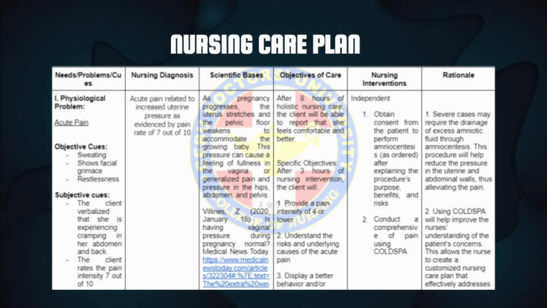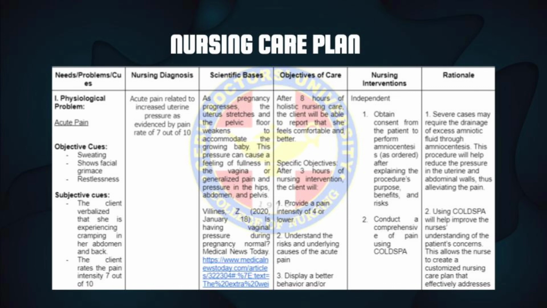For the scientific basis, as pregnancy progresses, the uterus stretches and the pelvic floor weakens to accommodate the growing baby. This pressure can cause a feeling of fullness in the vagina or generalized pain and pressure in the hips, abdomen, and pelvis. Hi, I'm Roby Villaceran, and I'll be talking about the objectives of care, the nursing interventions, and the rationale.